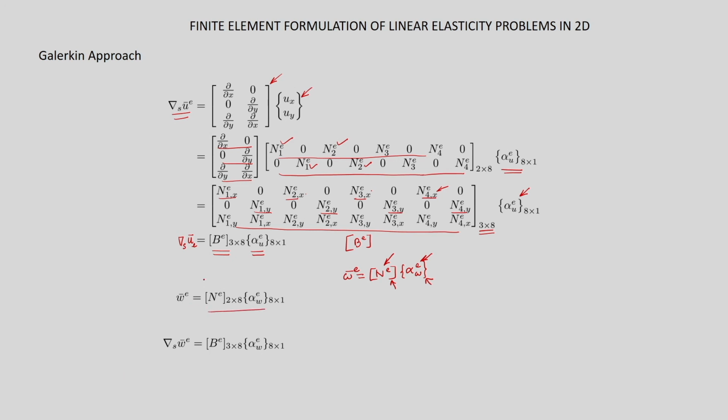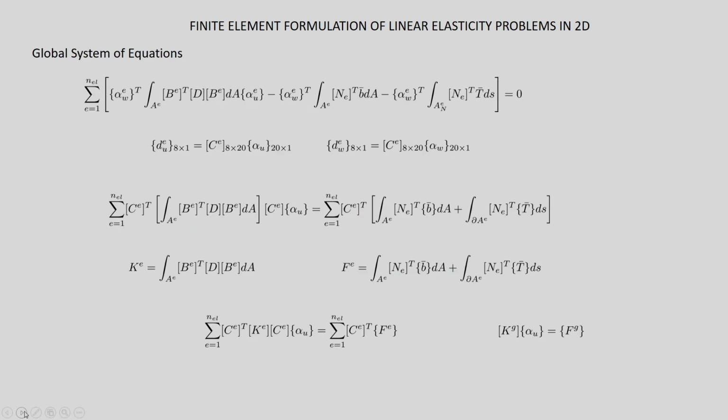Now, if I substitute W here, we get the symmetric gradient of W as B times alpha W. Alright, it is the same thing, only the thing is u has been substituted with W. So, we have obtained the symmetric gradients of u and w. Now we need to put them into the weak form.